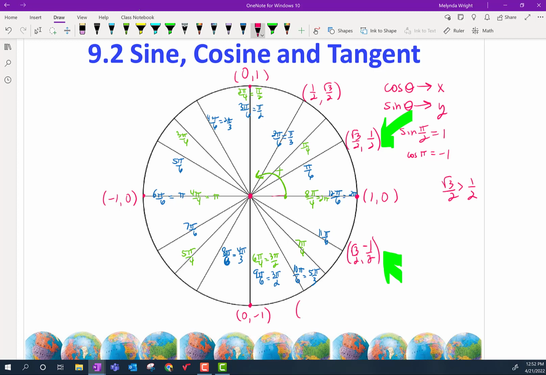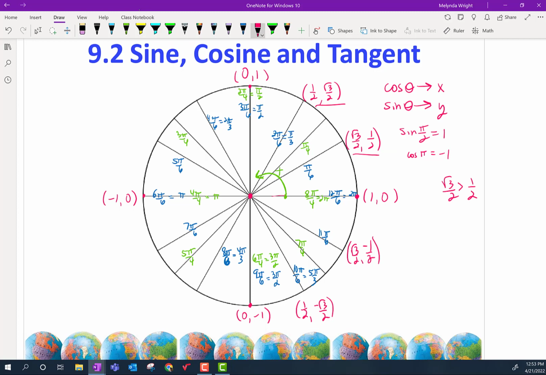So same thing right down here. It's the same coordinate point as above. I am just going to change the sign of the y-coordinate because we're underneath the x-axis. All right, so once we know these numbers, we can just reflect all the way across.